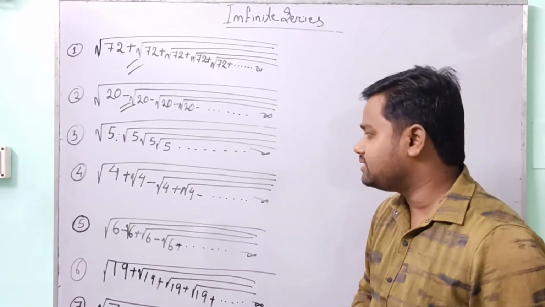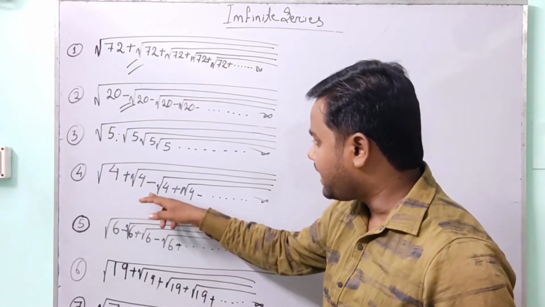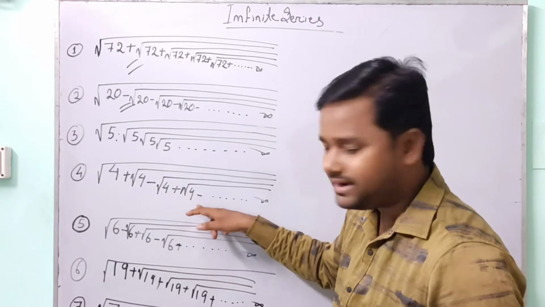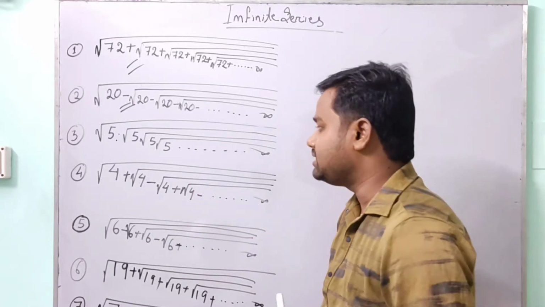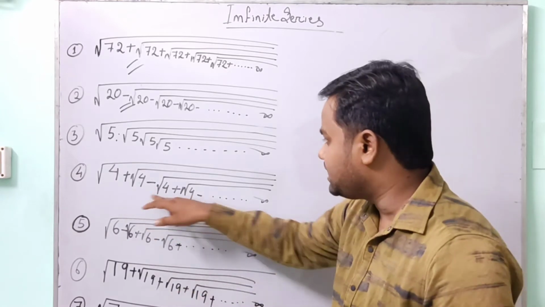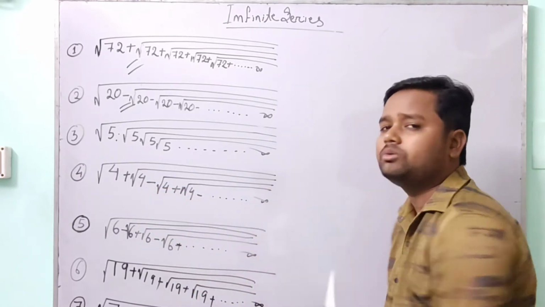The next question is given: root over of 4 plus root over 4 minus root over of 4 plus root over of 4 minus. That means here what is happening? Here one is plus, one is minus, again plus, again minus. So plus minus plus minus, if the series is continuous till it is infinite, then what will be the answer?